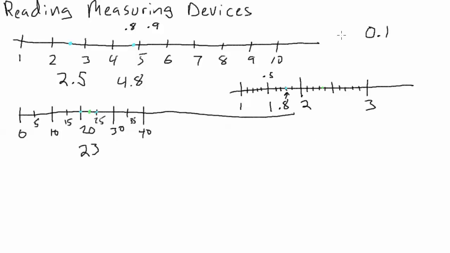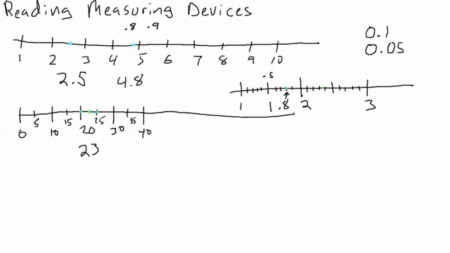So, oh man, it looks like it's about halfway between those two little marks. Well, do you know what half of a tenth is? Half of a tenth is 5/100ths. This is the hundredths spot, and half of 1/10 is 5/100ths.